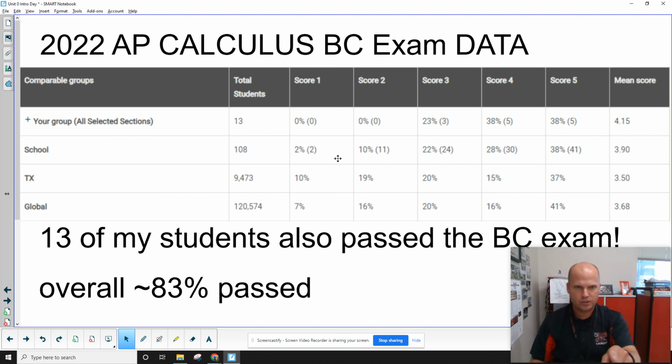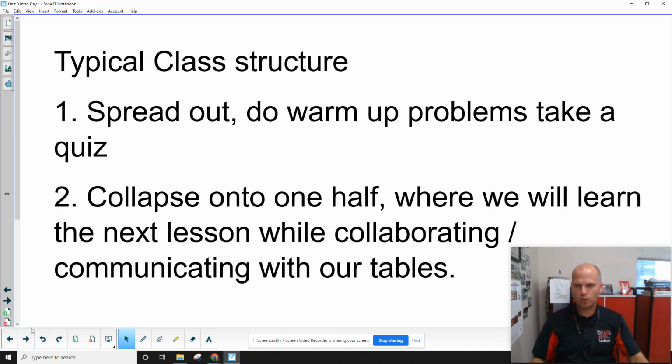Look at Mr. Huffaker's scores. These are Mr. Huffaker's students from last year. 88% of them passed. So we are ready for bigger class sizes. We're going to spread you out. We're going to warm you up. Everybody's going to feel like they have plenty of space.